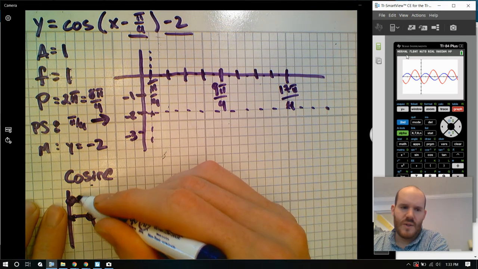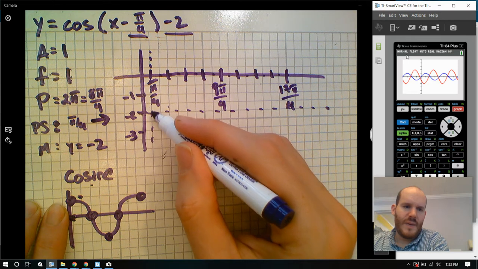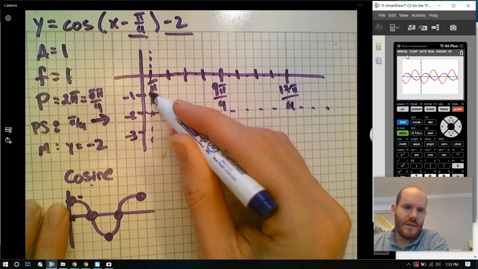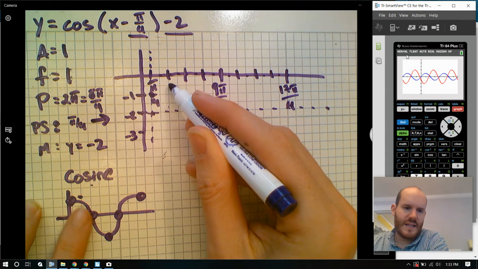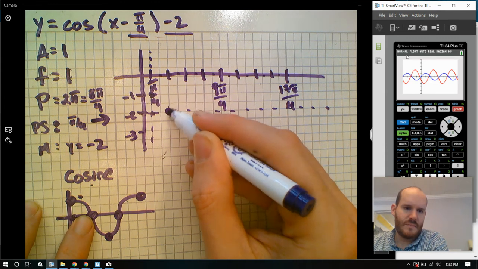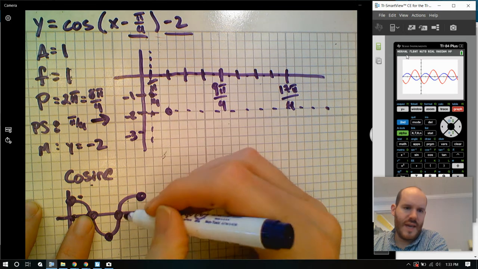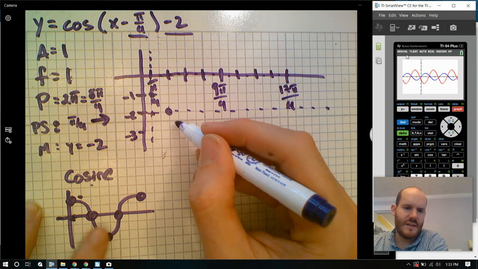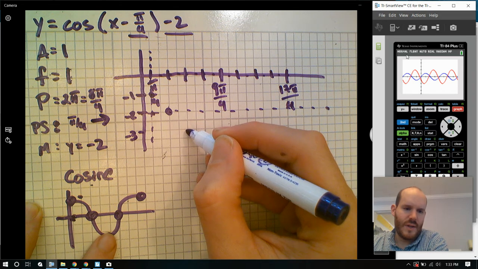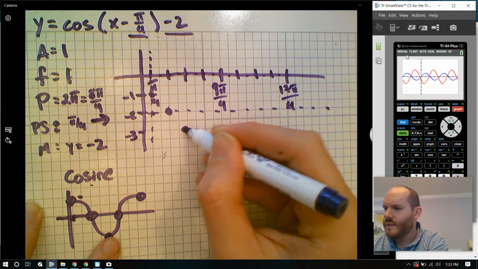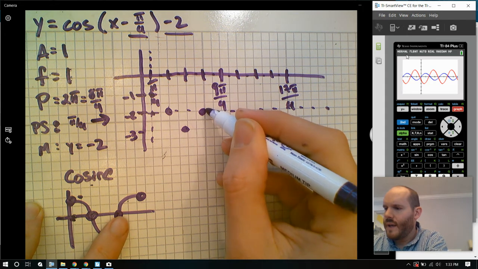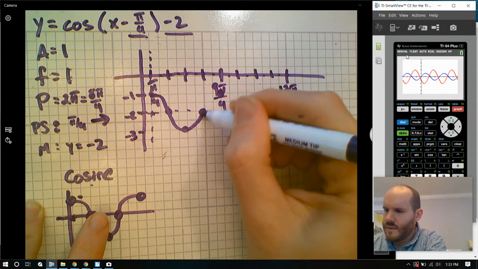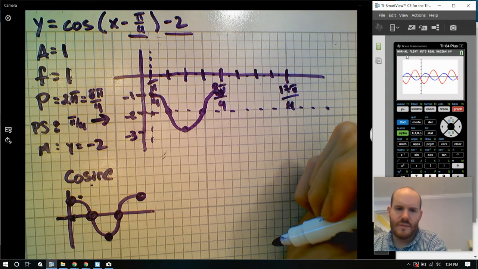So the cosine graph starts at its max. So from where the midline is, I'm going to go an amplitude above that, which would put me here. That's that starting point. That next key point should be the interception along the axis, but because I've been shifting it down, that will now be the location of where the midline is. I'm going to go down to the next key point. That should be right here, over and up, and over and up. And that gives me my first cycle of the cosine graph.